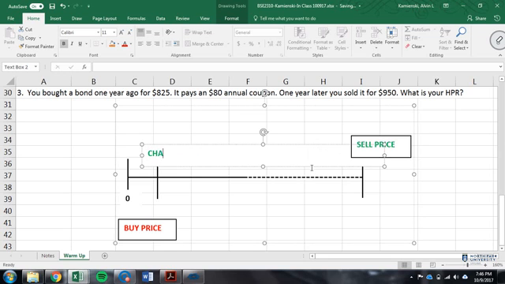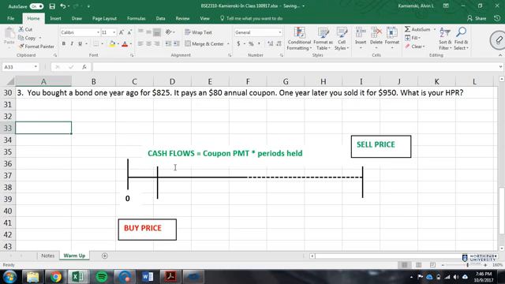What will be important, though, will be any cash flows we receive along the way, which generally is going to be equal to the amount of the coupon payment multiplied by however many periods that you held for. So when we put together HPR as a formula, it really is going to look like this. Sell price minus buy price.